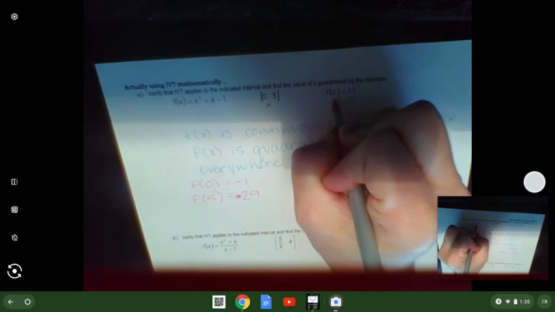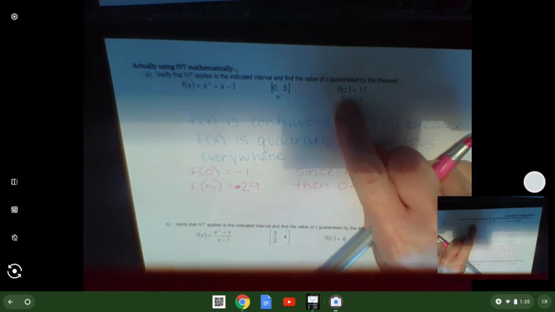So I know the Intermediate Value Theorem definitely applies, not only because I'm continuous, but since 11 is between 29 and negative 1, then there has to be an X value, which right now we are calling C, that's between 0 and 5. In order for me to get to this Y value of 11, I had to pass through some X value that's between 0 and 5.